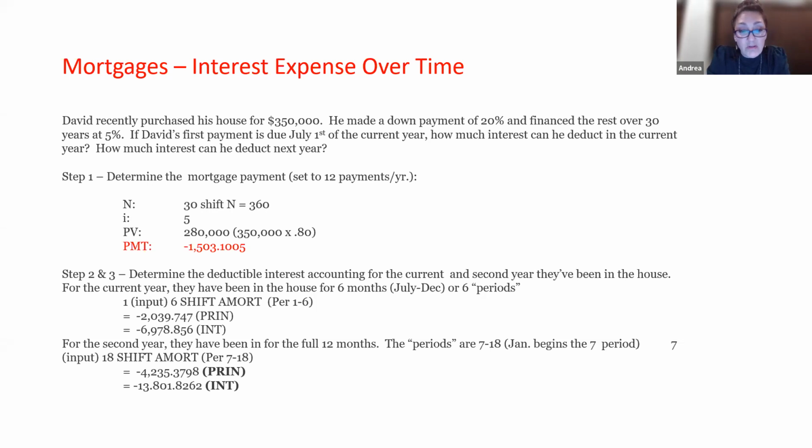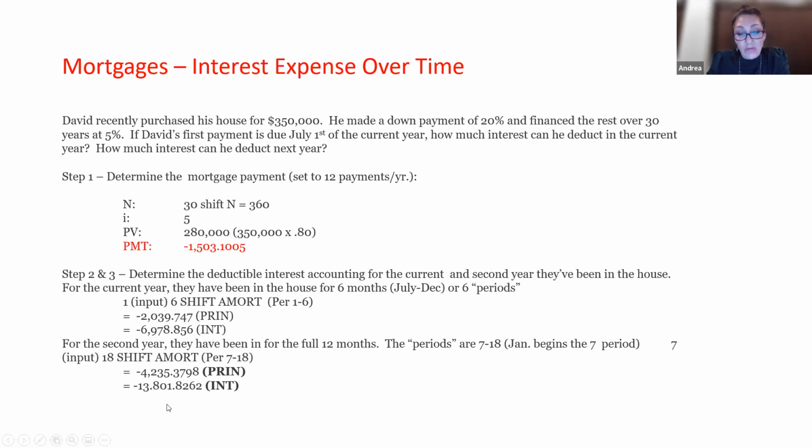So this example just shows you that David bought a house, and the first payment was due July 1st, and how you would determine how much interest and principal there was for the year that he closed. I have all the buttons very clearly marked. He was in there for 6 months that first year, and the interest that would be deductible is $6,978. And then he wants to know how much is going to be deductible for that full second year, which is period 7 through 18.